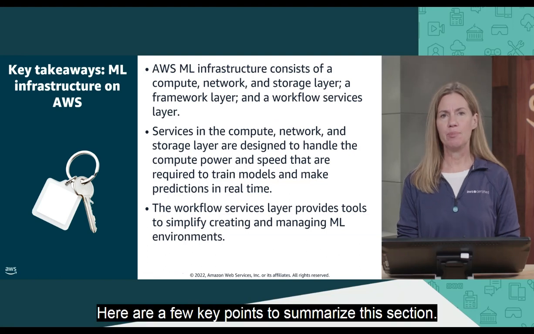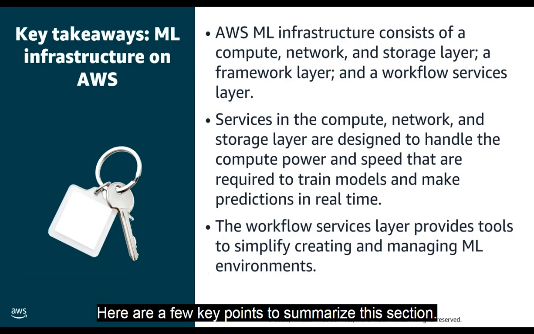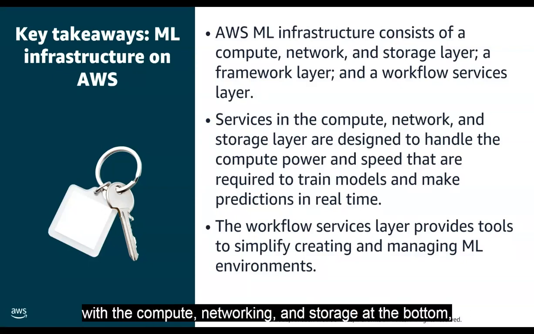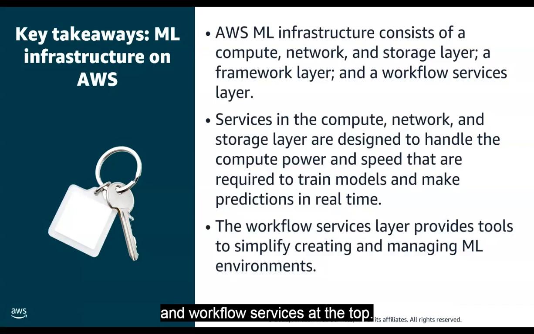Here are a few key points to summarize this section. The AWS ML infrastructure services are grouped into 3 layers, with the compute, networking, and storage at the bottom, and workflow services at the top. In the middle are popular frameworks that are integrated with the AWS ML tools. The workflow services help to simplify creating and managing ML environments.